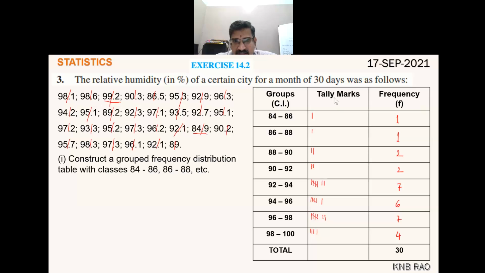Any doubt in this grouping of the data? If it is clear, give a thumbs up. Put it up. That's good.